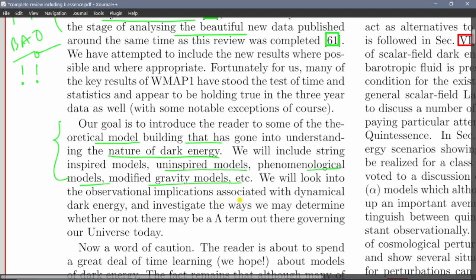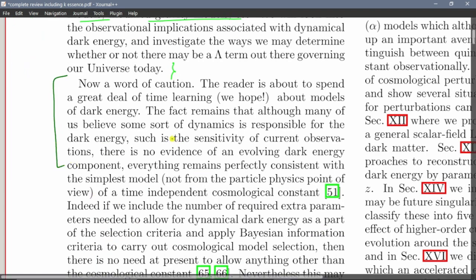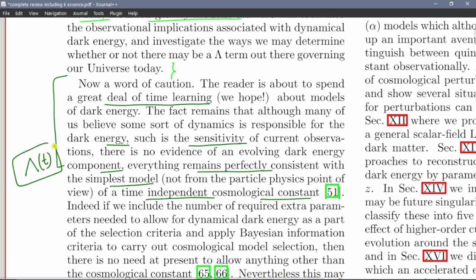We will look into the observational implications associated with dynamical dark energy and investigate the ways we may determine whether or not there may be a lambda term out there governing our universe today. Now, a point of caution. What the authors tell us about this review: the reader is about to spend a great deal of time learning about models of dark energy. The fact remains that although many of us believe some sort of dynamics is responsible for the dark energy, such is the sensitivity of current observations, there is no evidence of an evolving dark energy component. Everything remains perfectly consistent with the simplest model, not from the particle physics point of view, of a time-independent cosmological constant. So this cosmological constant is time-independent.